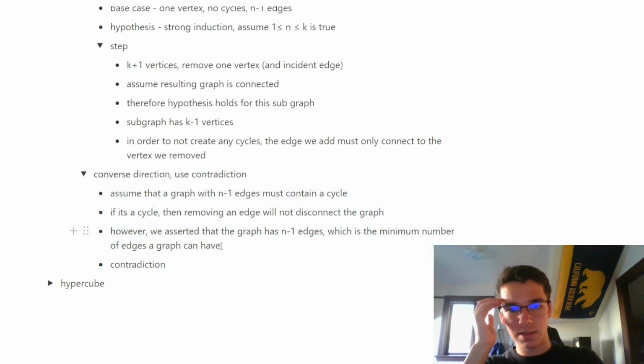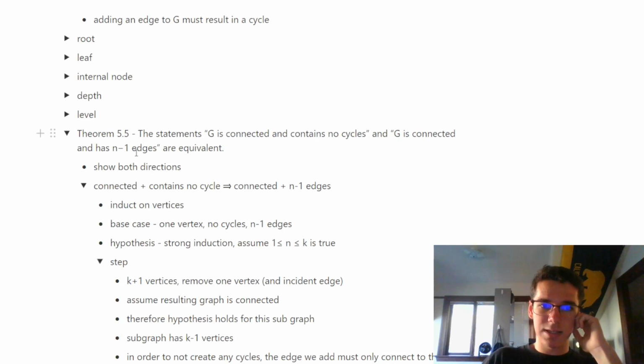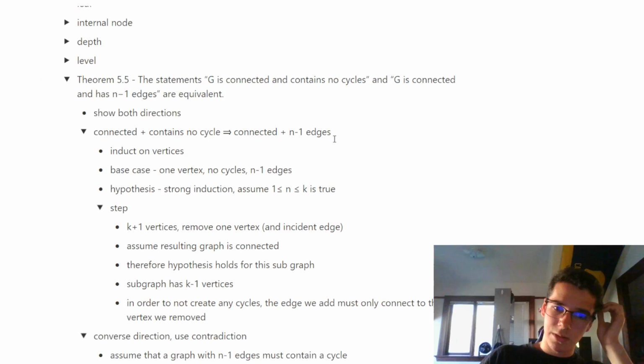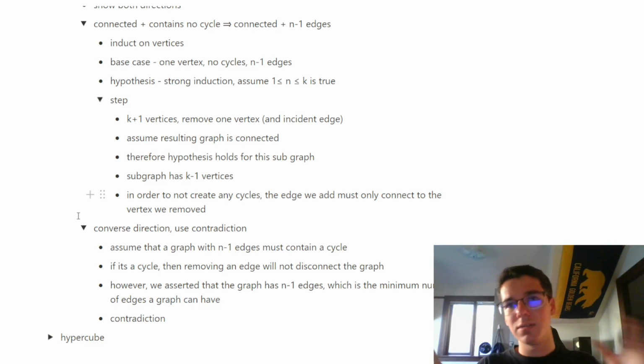Assume that a graph with n-1 edges must contain a cycle. So if there is a cycle, then we're going to remove an edge. So we're going to prove the converse direction, right? Which says that if G is connected and has n-1 edges, then G is connected and contains no cycles. But we're going to contradict this by saying that if it has n-1 edges, then it has a cycle. And we're going to remove an edge, because if there's a cycle and we remove an edge from it, it still should be connected, right?